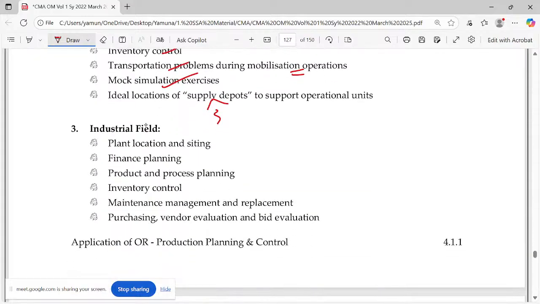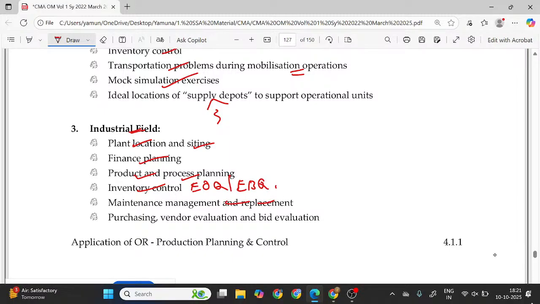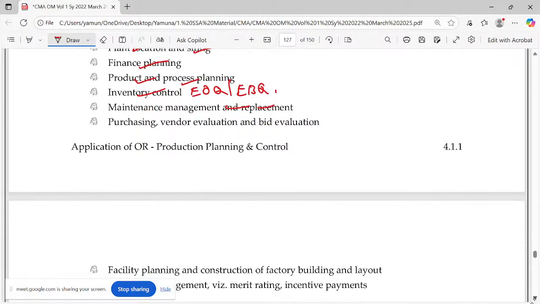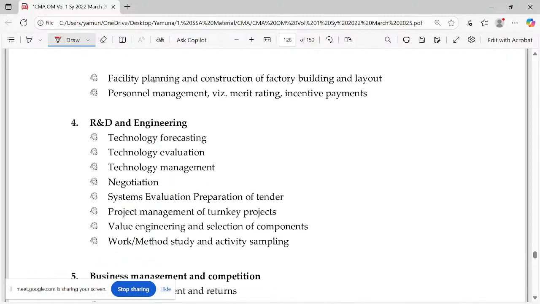Whereas if you go for the industrial side, it's completely what we did in the earlier topics: plant location, siting, finance planning. So what's the capital investment, product and process planning, how we are going to manage the inventory, EOQ and EPQ models, maintenance management and replacement of machineries, how we are going to deal with purchasing, vendor evaluation, and how we are going to bid. Most of the cases it goes in tender, auction sales, facility planning, where you're going to construct the factory building, and personnel management, the HR side.